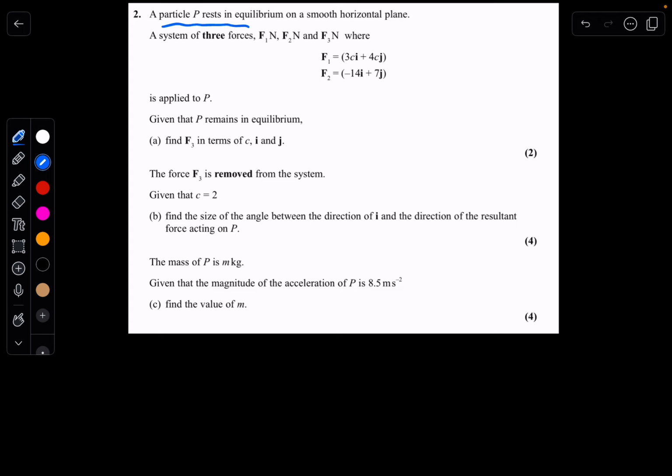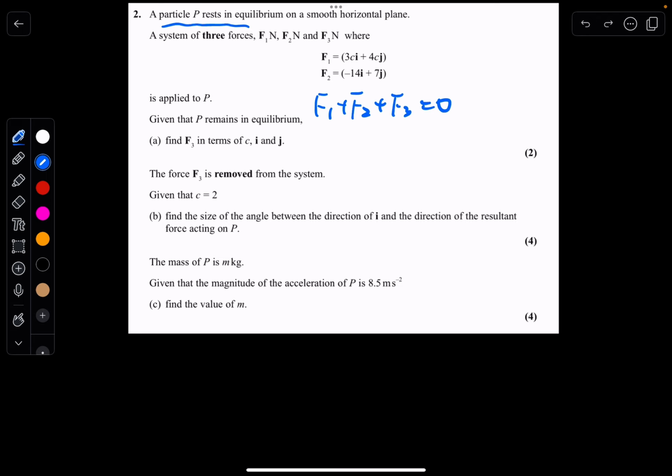Alright, question 2, we have three forces, and we know that a particle P rests in equilibrium on a smooth horizontal plane. What this means is that all the forces summed together, we have three forces, right? So F1 plus F2 plus F3 must be equal to 0 because it rests in equilibrium. If the sum of the forces is not equal to 0, then it will have an acceleration, which means it will be moving. So it must be equal to 0.